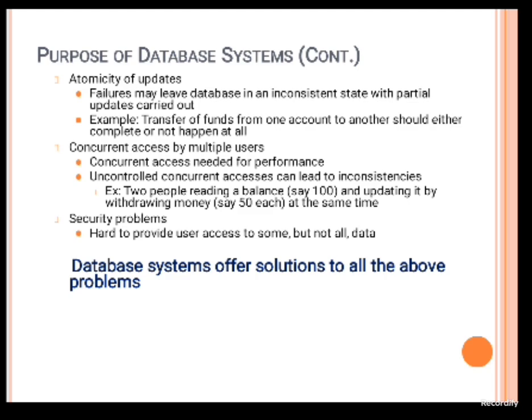Finally, we have security. Not every user should be allowed to access all the information. For example, a student can view only his or her own marks, while the faculty can update marks and the administrator has complete access. So, database systems provide atomicity, concurrency control, and security, making the data management reliable and safe.